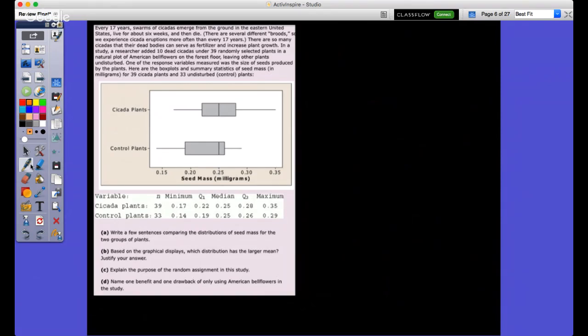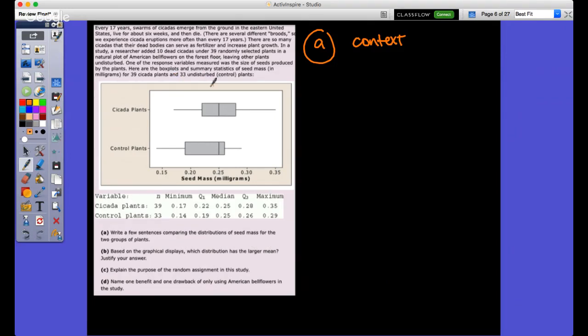It says, write a few sentences comparing the distributions of seed mass for the 2 groups of plants. Now, when I go through each of these, for the sake of time, I may not hit on every single one, but I'll show you what the framework would be. The first thing I would want to do is discuss context. So, for instance, I'm talking about the cicada plants versus the control plants in terms of the seed mass for each of those.